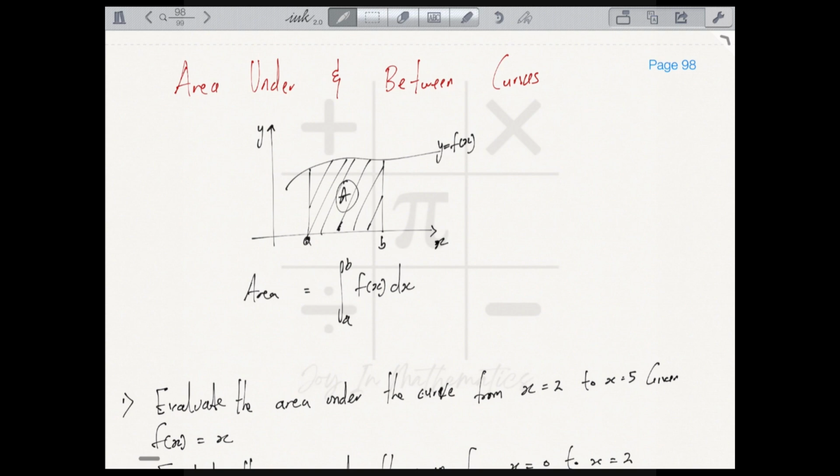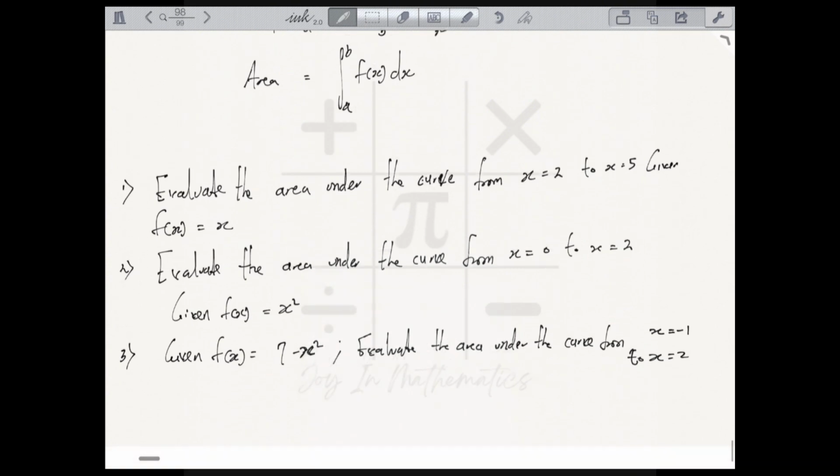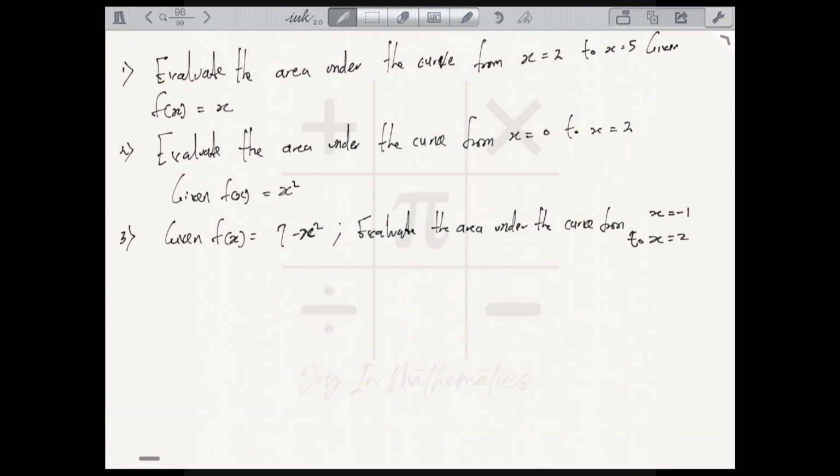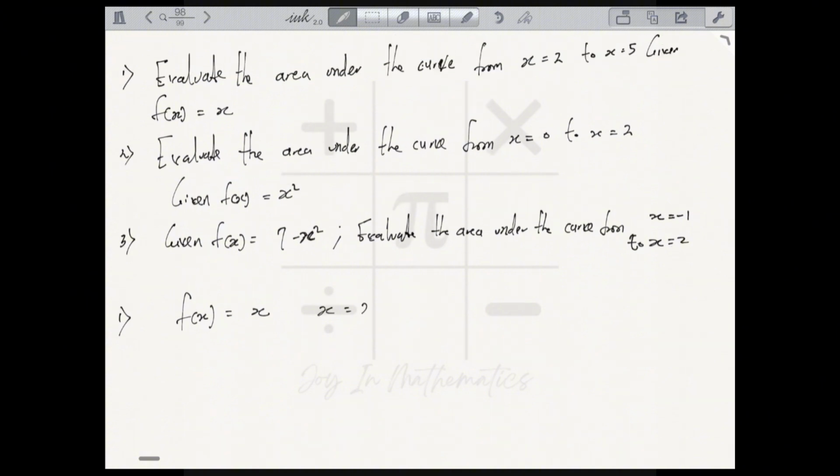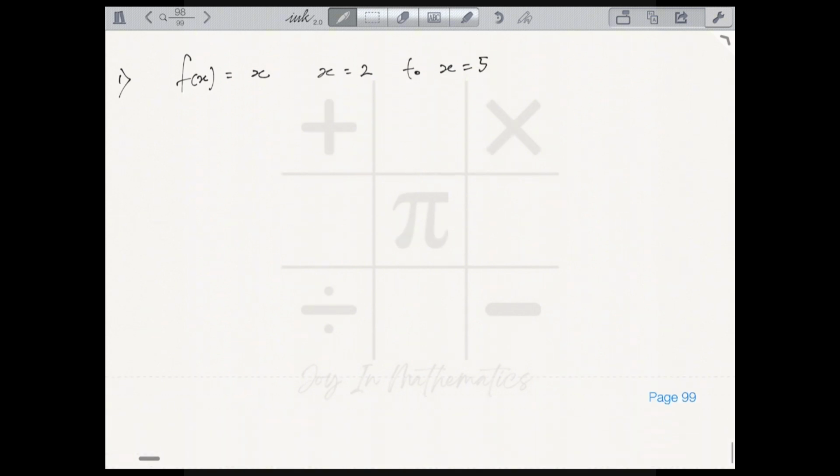So we can take a quick example of that. We have 3 to evaluate. In the first instance, we are given f of x equals x from x equals 2 to x equals 5. If we take a look at the graph of f of x equals x, we can sketch it to give us something like this. And we are asked to evaluate it from x equals 2 to x equals 5.